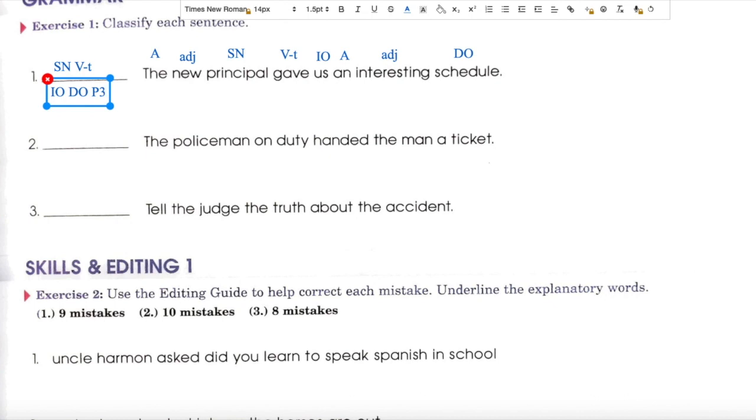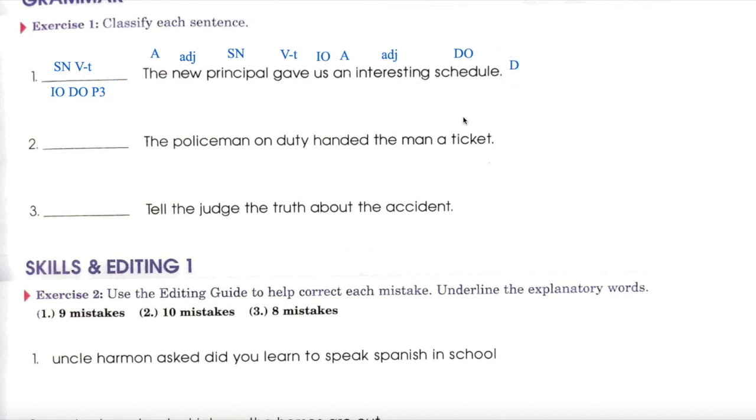There are no prepositional phrases, but it has a period statement. It's a declarative sentence. So let's write D for the kind of sentence that it is. Let's divide the complete subject from the complete predicate. The complete subject is the new principal. We know that because here's the verb, so everything before the verb usually will be the complete subject.